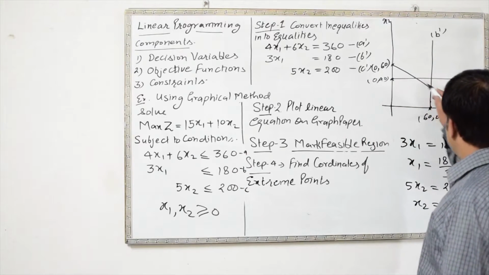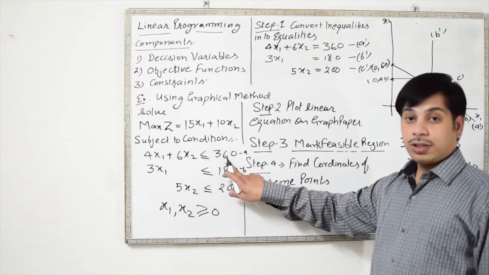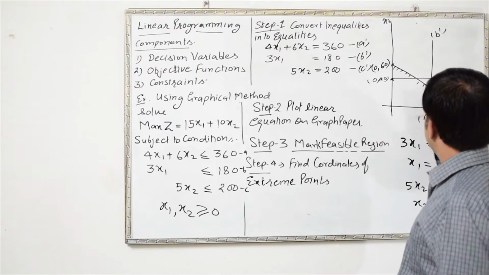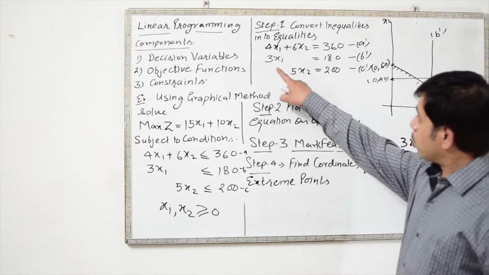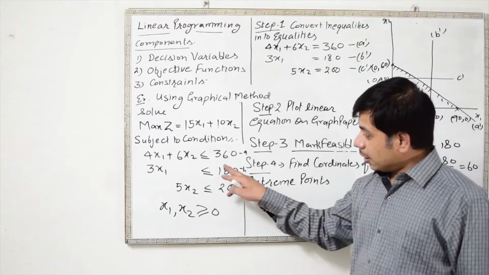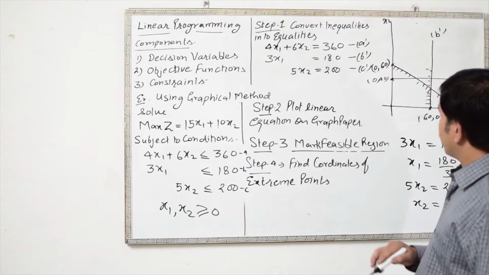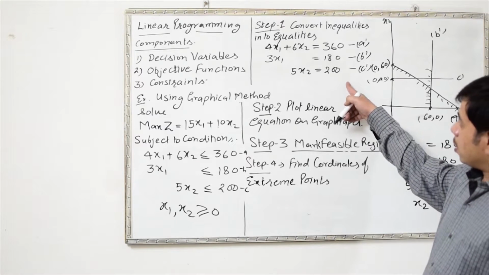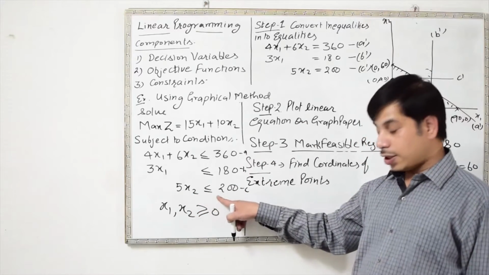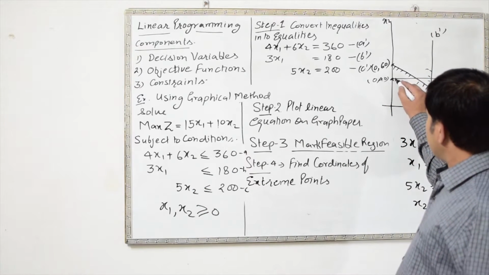So we consider the first line A dash, which corresponds to my first constraint A, 4x1 plus 6x2 is less than or equal to 360. This less than sign means the region below the line. So we can mark this region. Okay. Now we move to the next equation, 3x1 is equal to 180, corresponding to my second constraint, 3x1 is less than or equal to 180. This less than sign means the leftward side. This is this region. Okay. And as far as the third equation is concerned, 5x2 is equal to 200, which corresponds to my third constraint, 5x2 is less than or equal to 200. That means the region below the third line. So the line is this one.